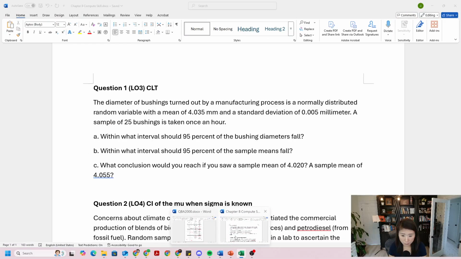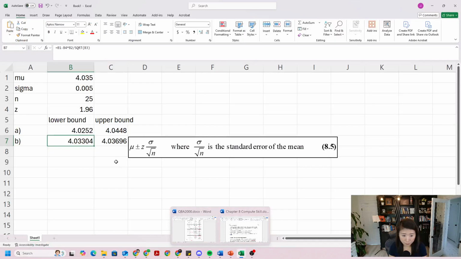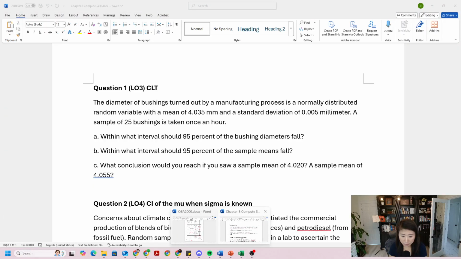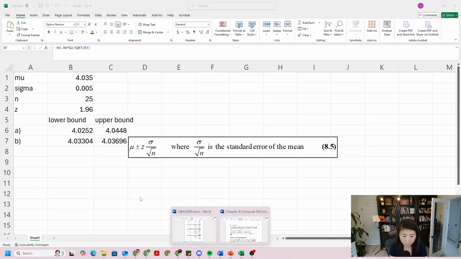So for the first number, 4.020, that is smaller than the lower bound, right? And for my second number here, 4.055, that is larger than the upper bound. So that means for those two samples, they are not falling into this 95% range of my sample mean. Okay, so that's going to be the conclusion. For those two samples you picked out specifically, their means are not falling into this 95% range of my sample mean.